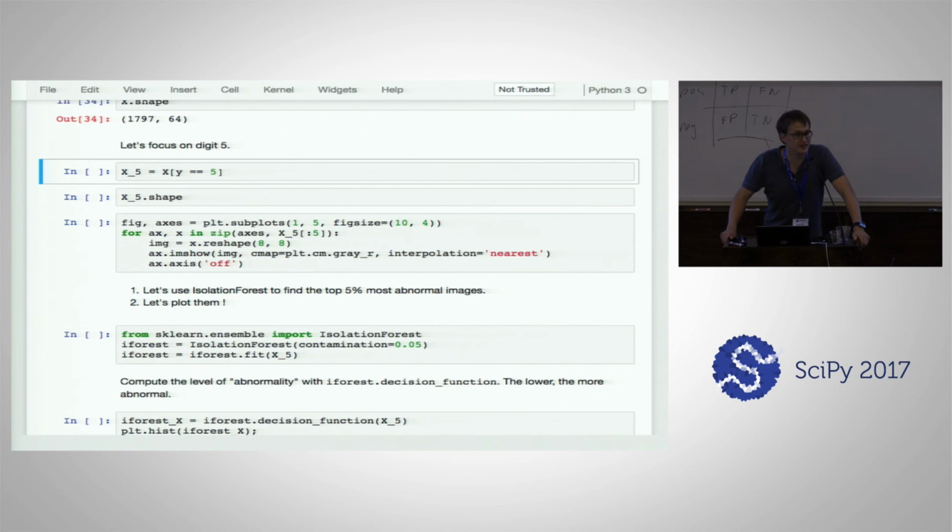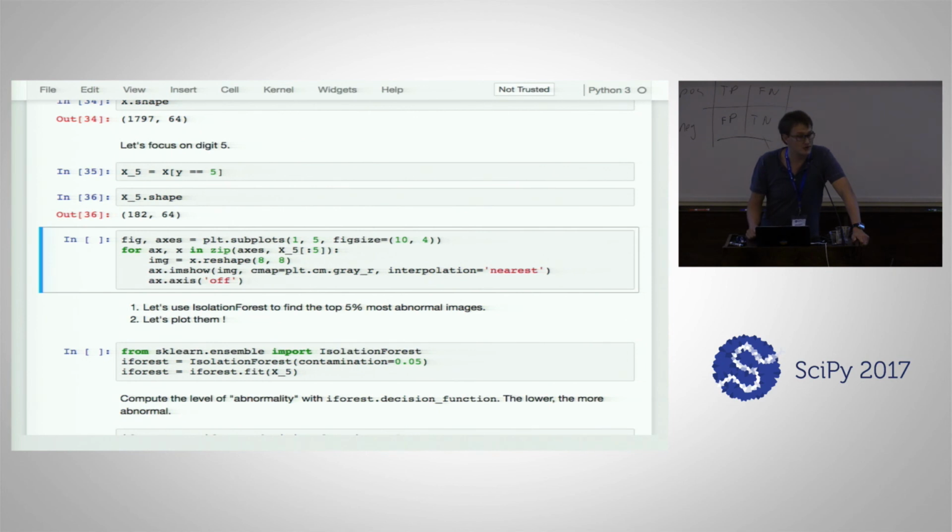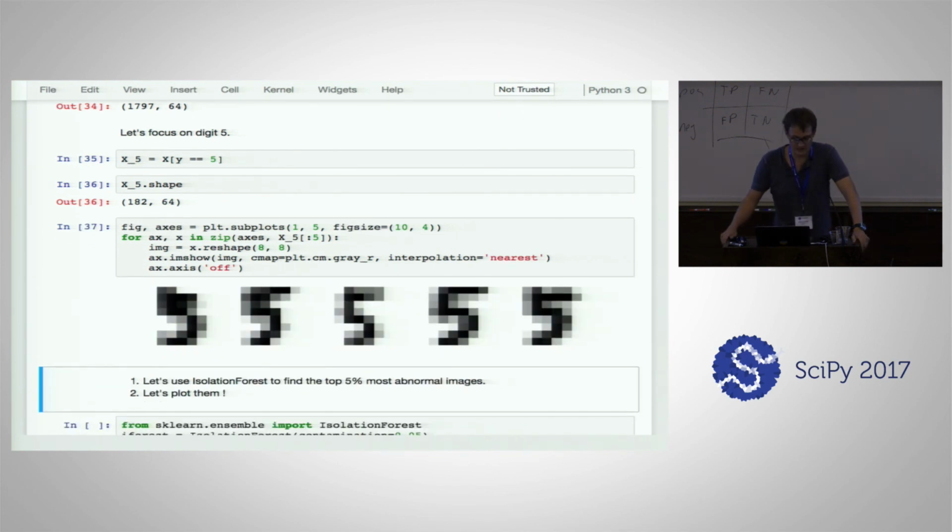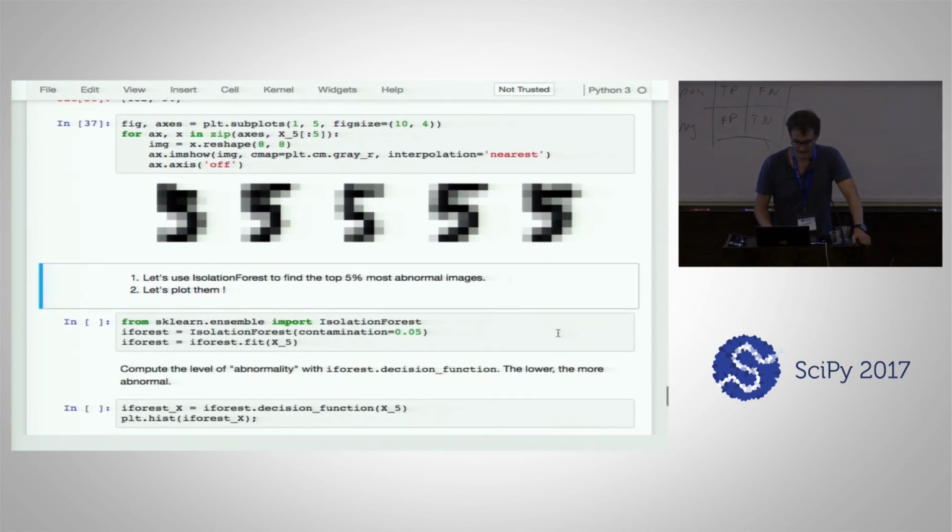Here, just use fancy indexing to get from the data the images that correspond to all the 5. That's why it's called x_5. And now I've got 182 images of 5. Let's look at a few of them. This is the first five from the data. Typically, you see that the first one looks not too much like a 5. And the other ones look nicer.